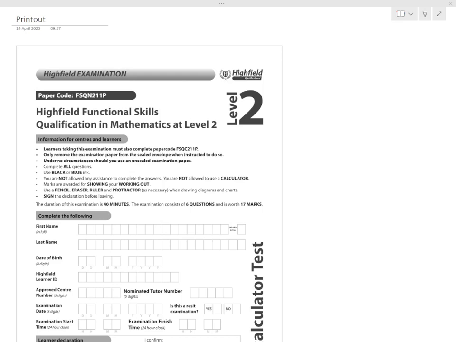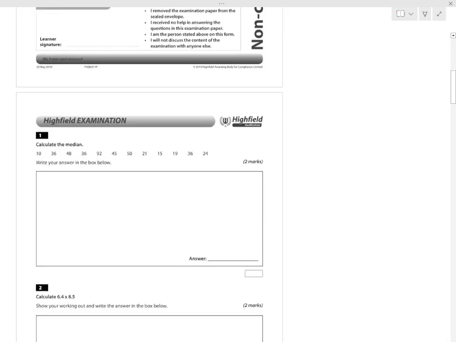Hello. Right, here's a level 2 functional skills paper from Highfield. We'll have a go at this and see what it is. This is a non-calculator paper, level 2, 40 minutes. Okay, so let's have a look.